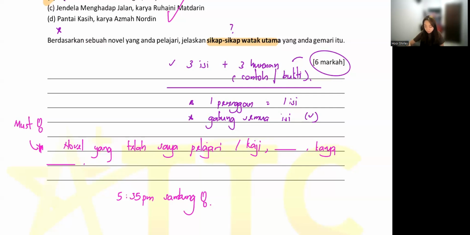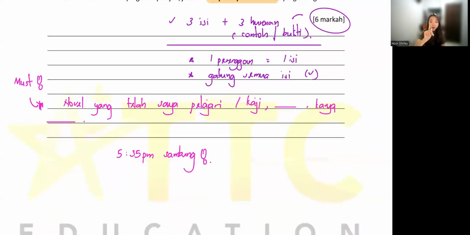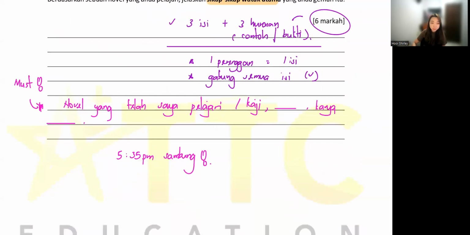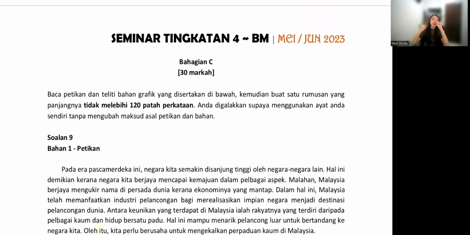Let's continue with your rumusan part. Next one, bahagian B. So remember for your novel, this sentence is super duper important. You need to include that. Okay, last part. Yes, we can do this. The last part already for rumusan.